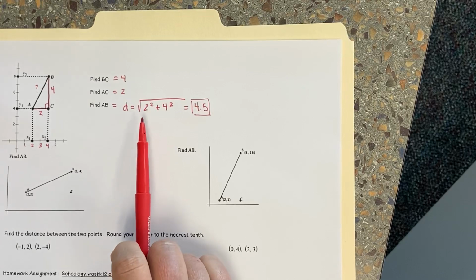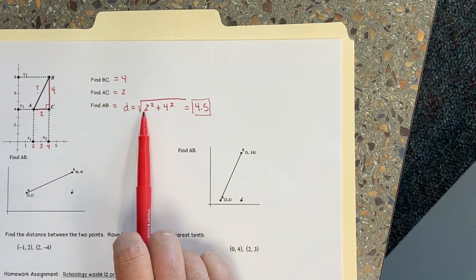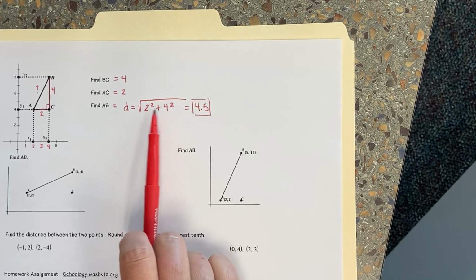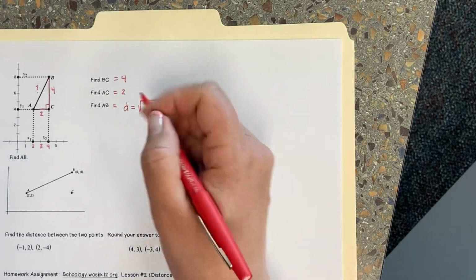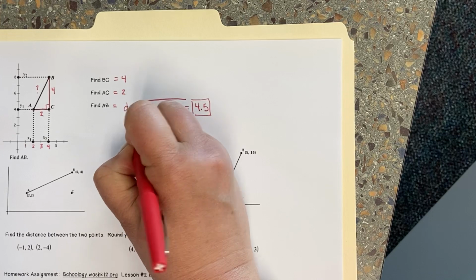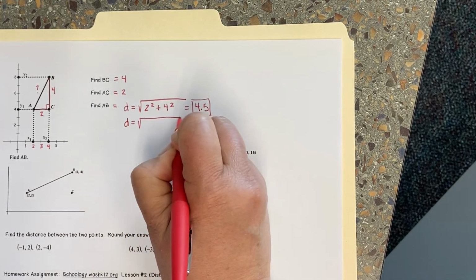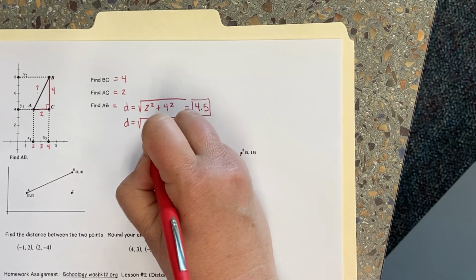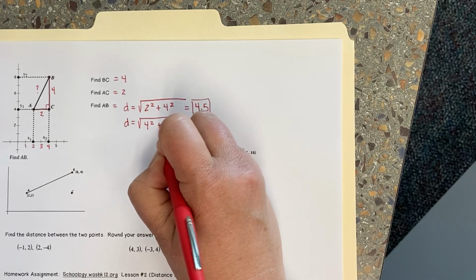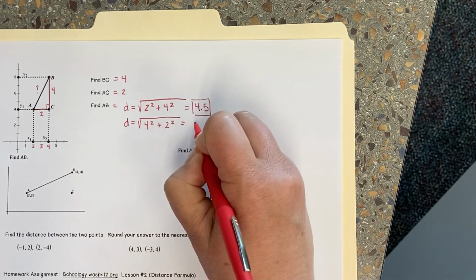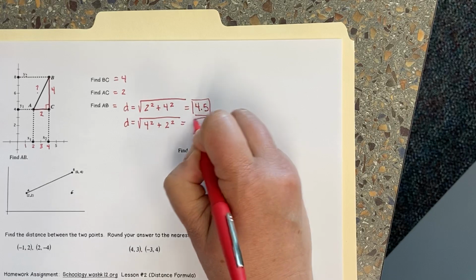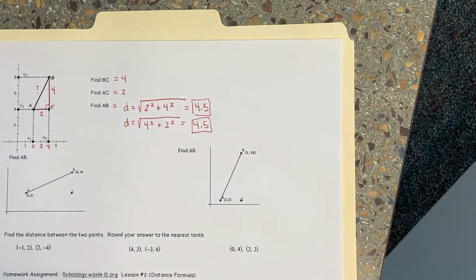Now, it doesn't matter if you put the horizontal leg first or the vertical leg first. It doesn't matter because addition has the commutative property. So if you had stuck it in your calculator like this, if you'd put the vertical leg first and then the horizontal leg, it's perfectly fine. You're going to come up with exactly the same answer.